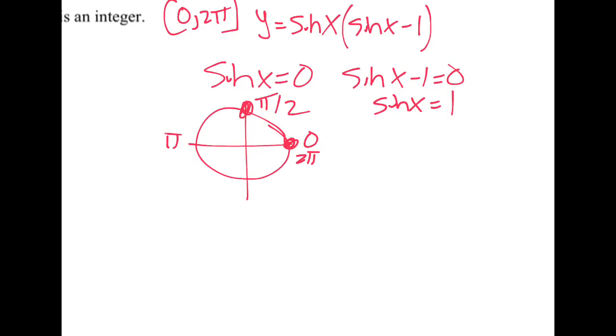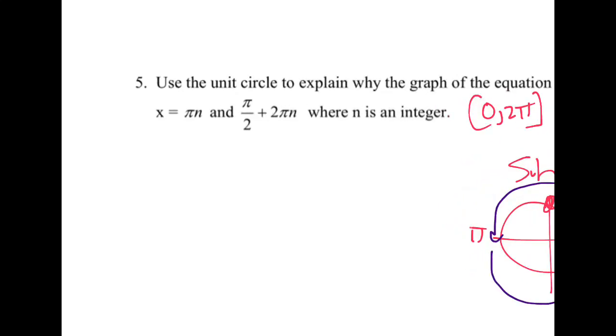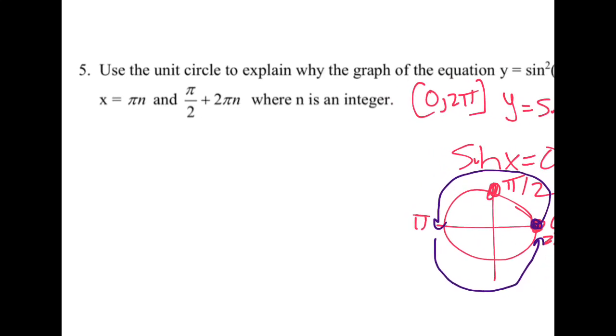So if you think about that first set of solutions, the 0 and the pi, from right here, if I go around by a factor of pi, I hit that solution. If I go around another factor of pi, I come back to that solution, and I can keep going around in that manner as many times as I like. That's what this is saying by x equals pi n.